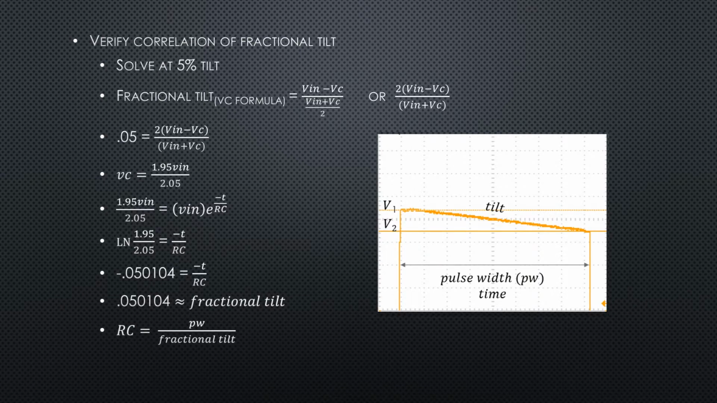So here's the math with a 5% fractional tilt. We've got 0.05 is equal to all the stuff we did before, and you end up with natural log of 1.95 divided by 2.05 now. And when we take the natural log of that, we end up with 0.050104, which is very, very close to our fractional tilt. So now we look at those two relationships, and you could run more scenarios if you want to, just to double, triple check. But it looks like RC is in fact equal to pulse width divided by fractional tilt.